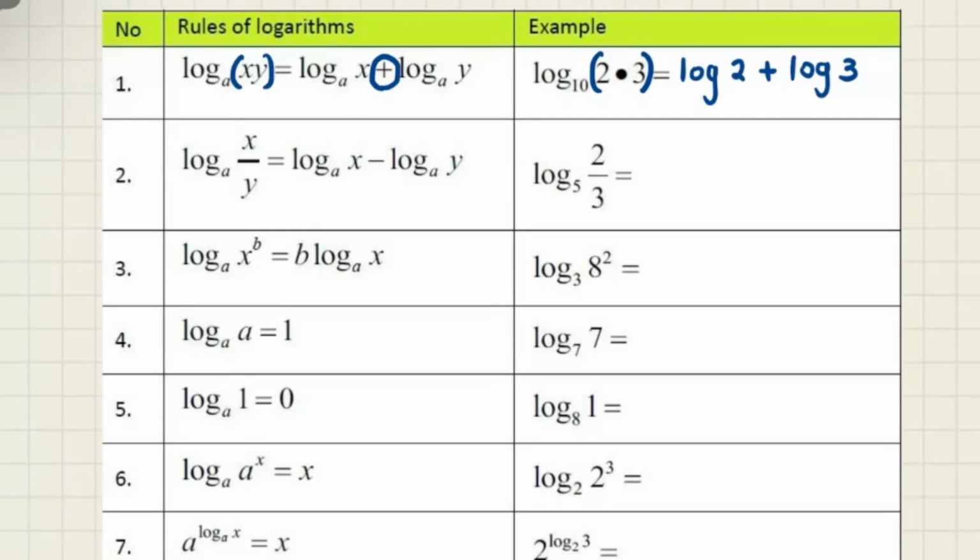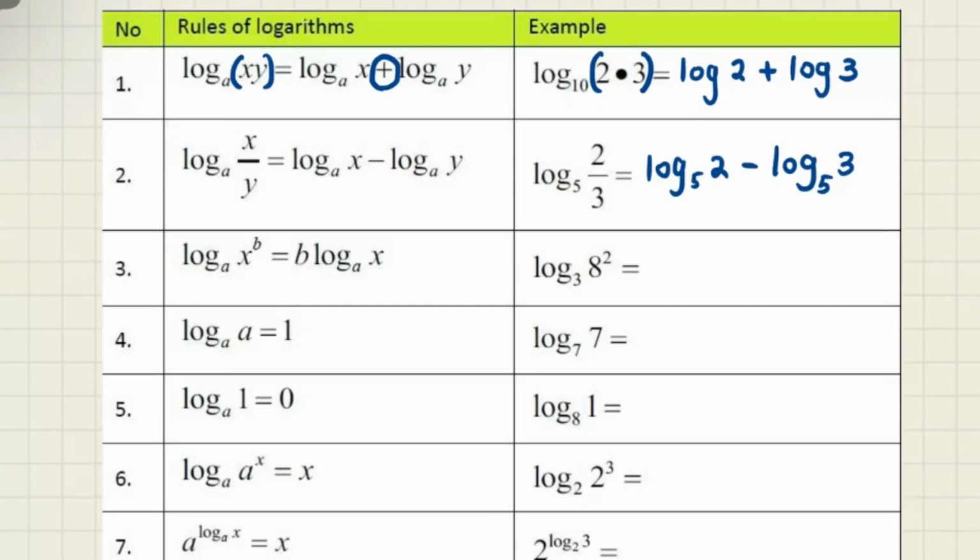Okay, and then we have kalau fractions. X over Y is equals to log of X base A minus log of Y base A. So kat sini dia akan jadi log of base 5 to minus log of 3 with base 5. Okay.